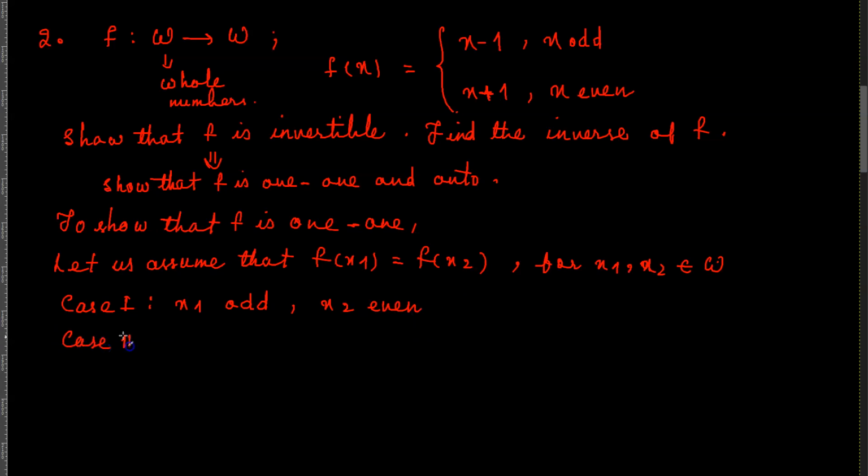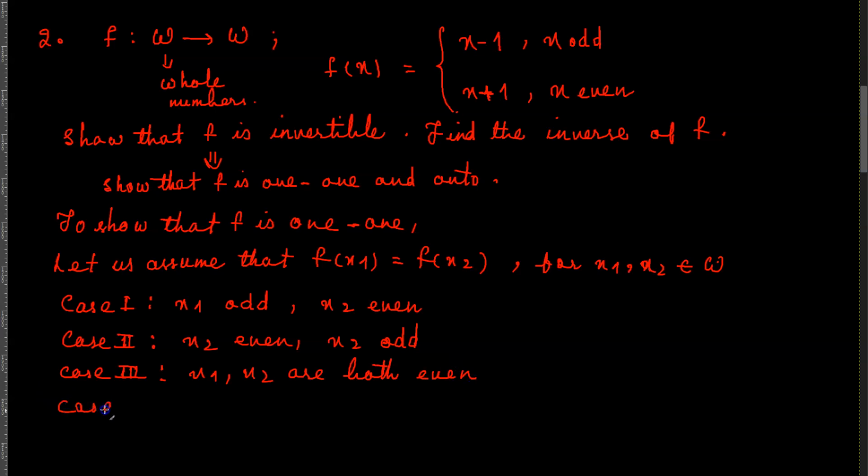Case 2, you can say that, for example, x2 is even and x2 is odd. Case 3, you can say that x1 and x2 are both, for example, even. And case 4, you can say that x1 and x2 are both odd. And we need to take care of these 4 cases one by one.